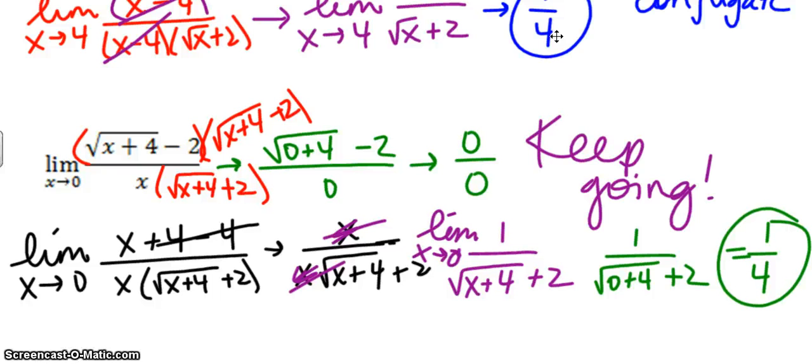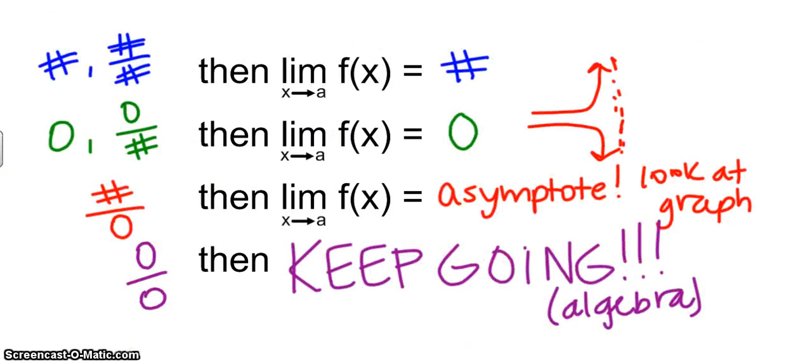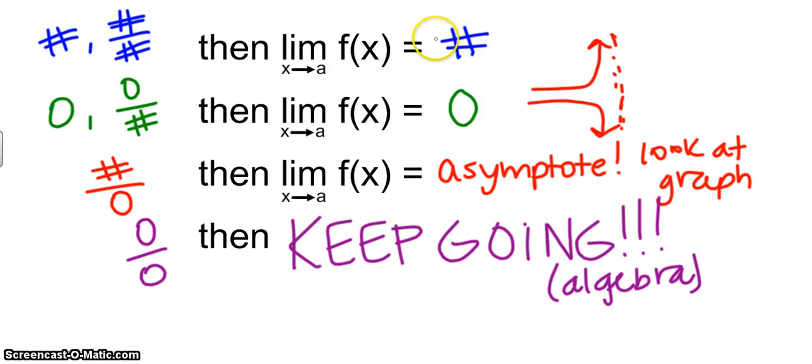If substitution leads to a number, then your answer is just a number. If substitution leads to 0, your answer is 0. If it leads to a number over 0, then you've hit an asymptote, and you are either going to go to plus infinity, minus infinity, or it does not exist. If you get 0 over 0, keep going, just like Dory.